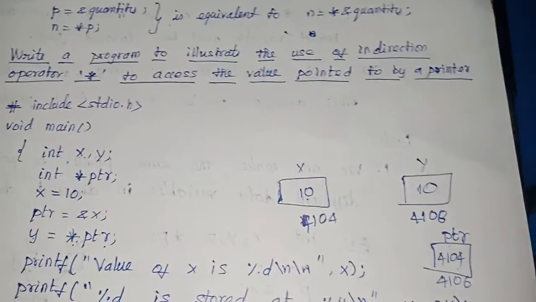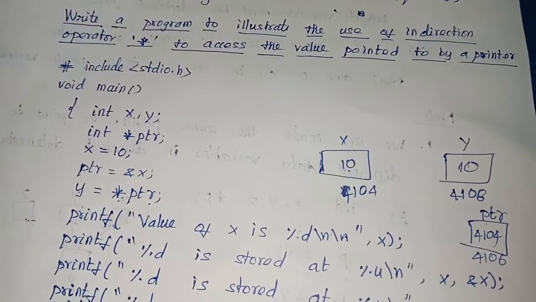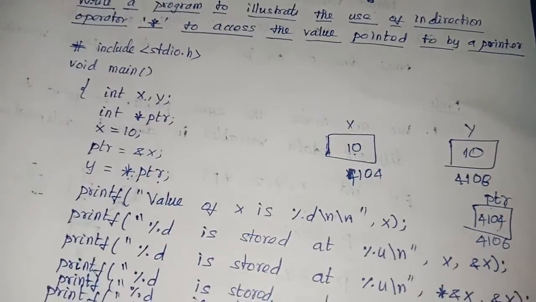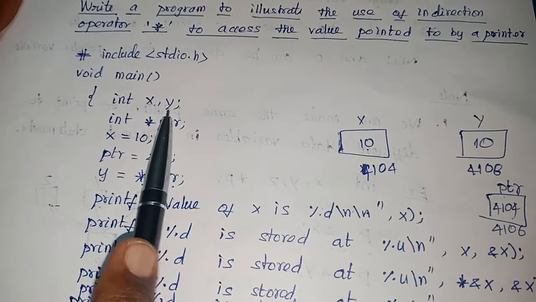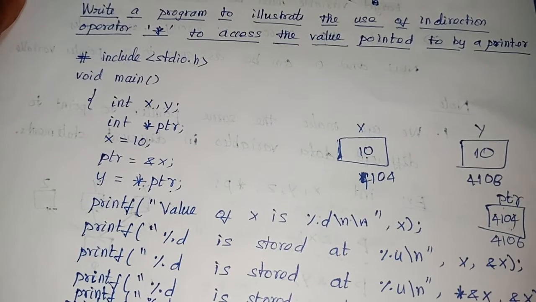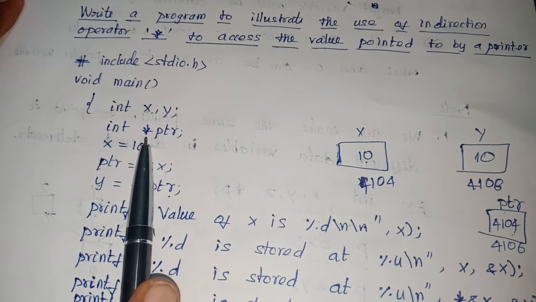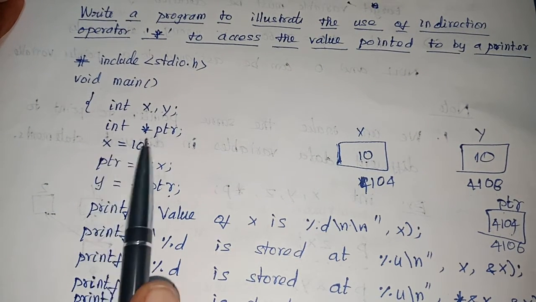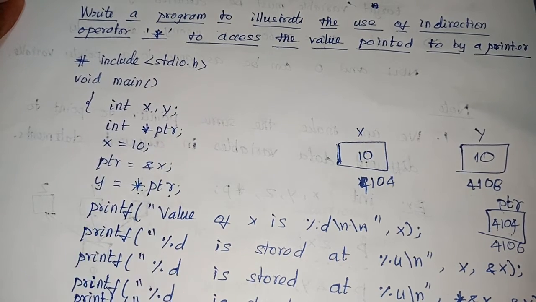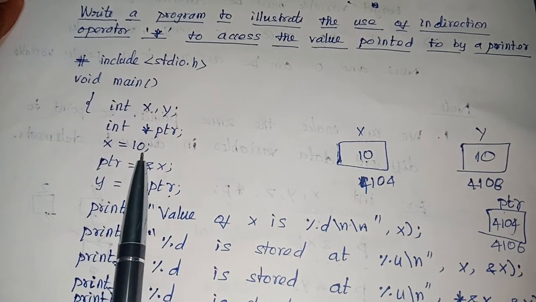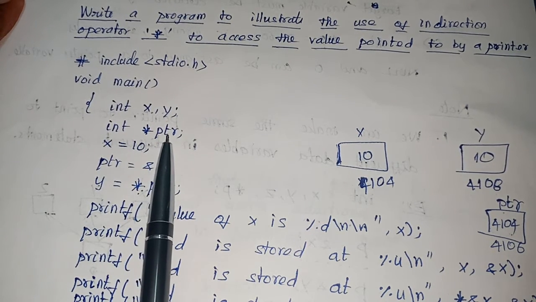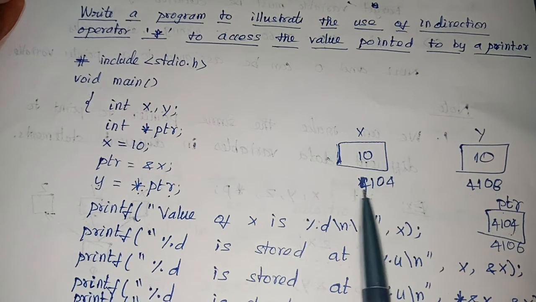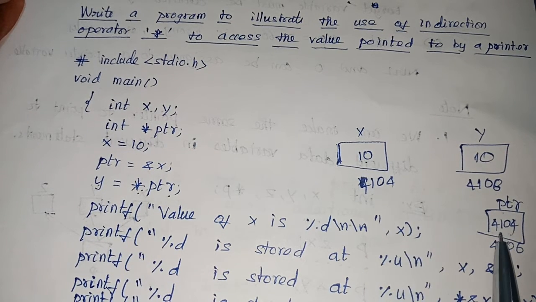Let us see an example to access the value of a variable using the pointer variable. In this program we have declared x and y as integer variables and ptr as a pointer variable which belongs to the data type int. So it can collect only the address of an integer variable. Now we are assigning x equal to 10, ptr equal to ampersand x. So this pointer variable collects the address of x. Suppose the address of x is 4104. That address will be stored in ptr.